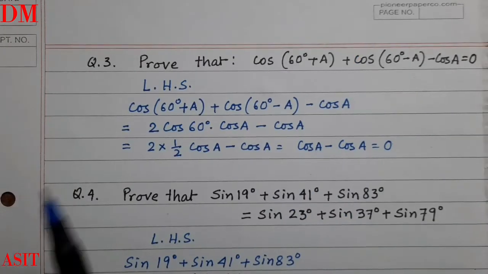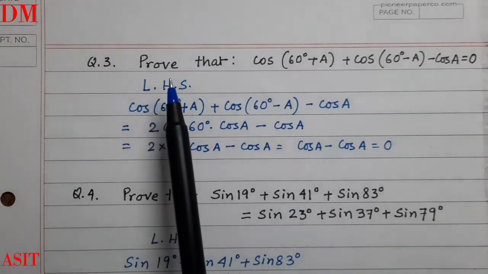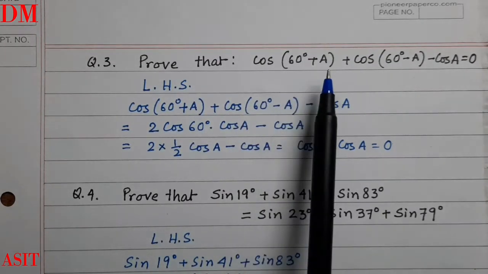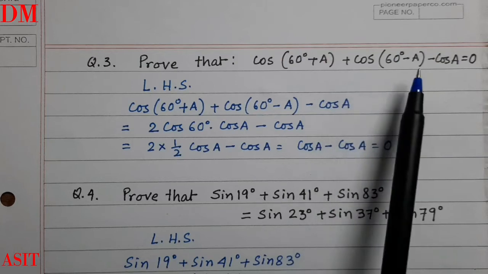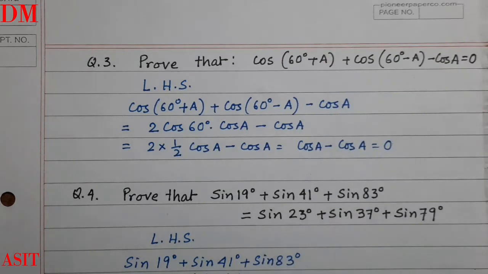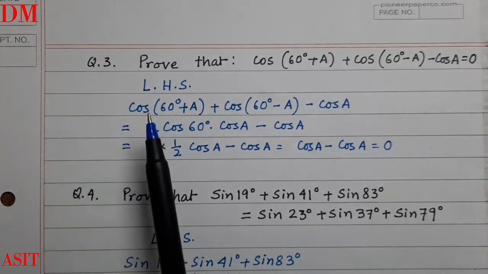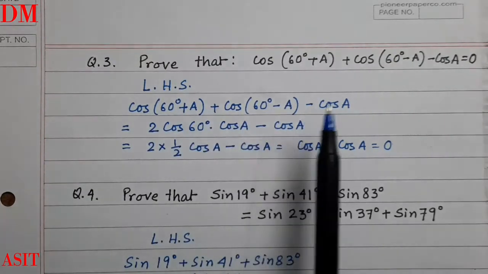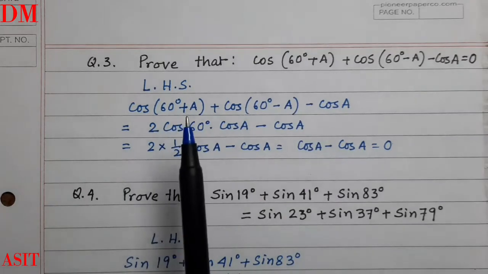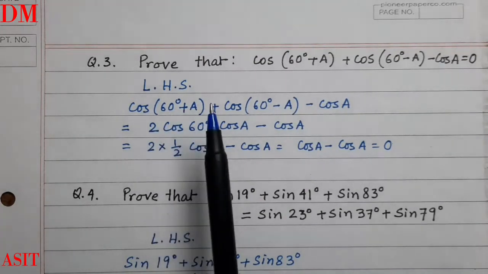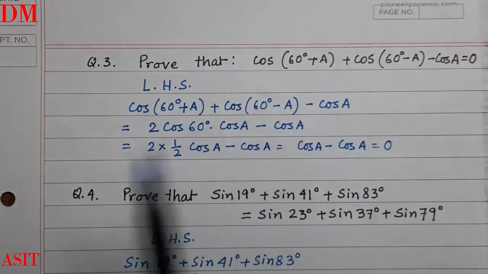Now let us see the next question. It is given: prove that cos 60 plus a plus cos 60 minus a minus cos a equals 0. So let us take the left hand side part: cos 60 plus a plus cos 60 minus a minus cos a. Now this is in the form of cos a plus b plus cos a minus b.